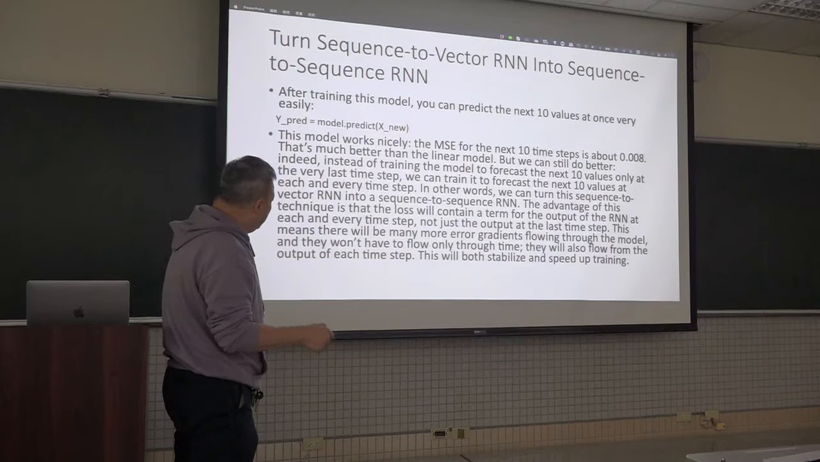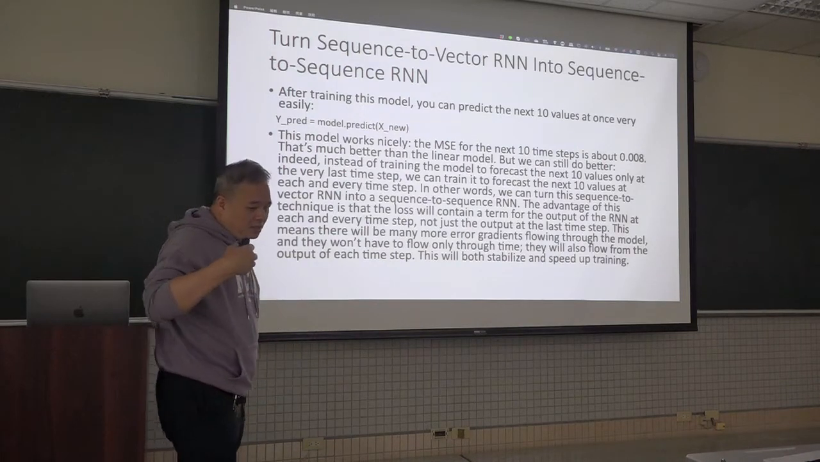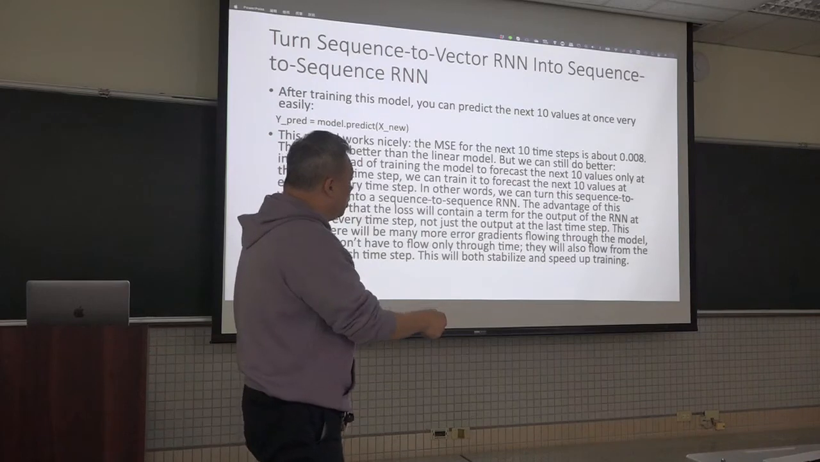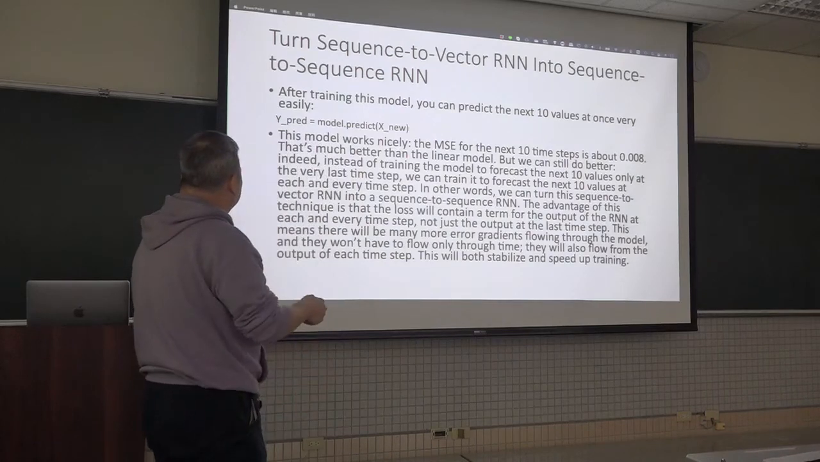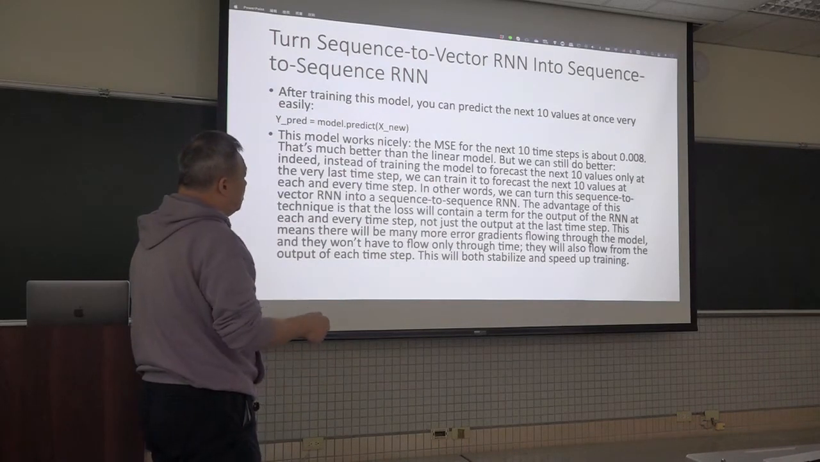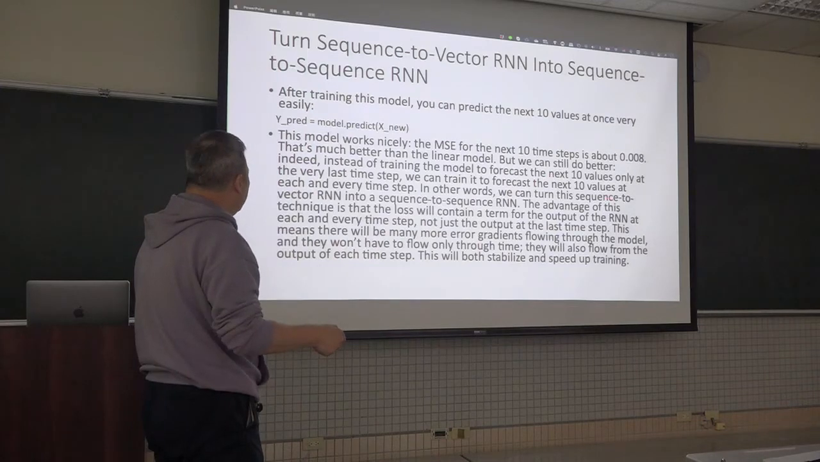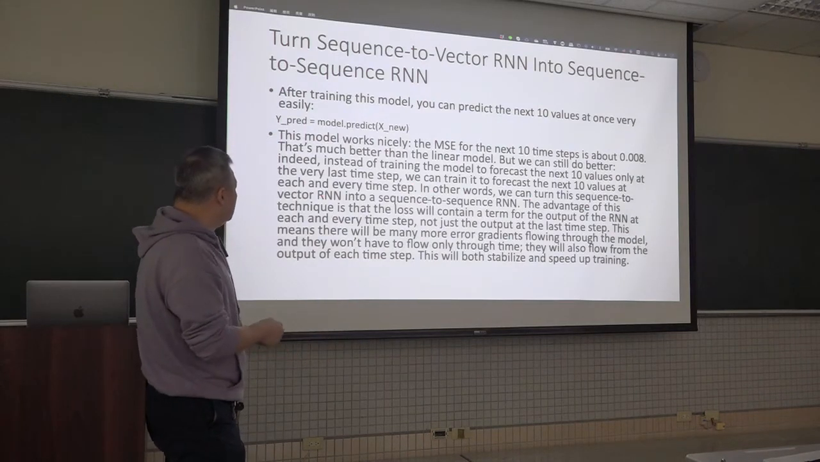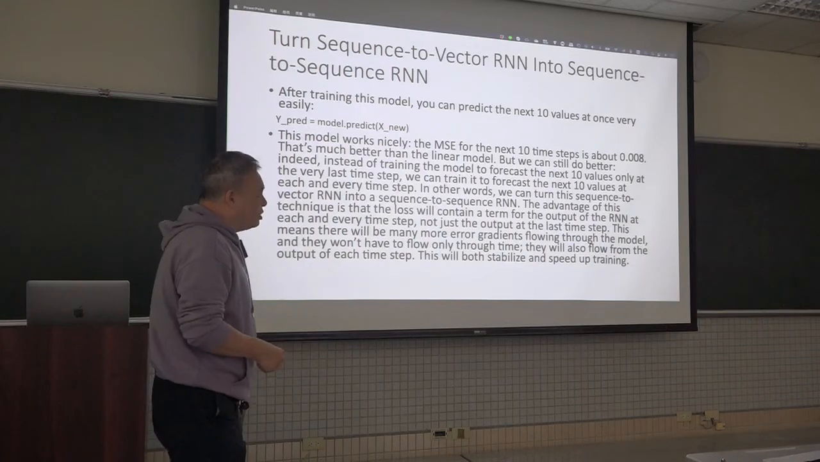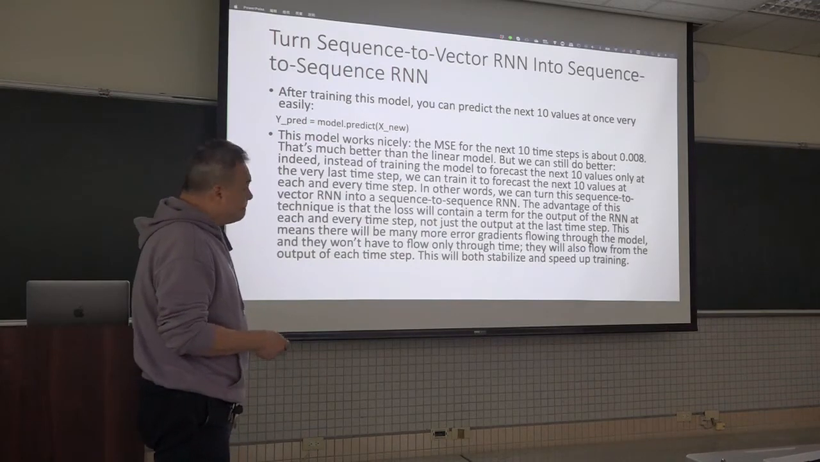But we can still do it better. So how do we improve over this one? This one is already better than the baseline model. But instead of training the model to forecast the next 10 values only at the very last time step, we can train it to forecast the next 10 values at each and every time step. So we can turn this sequence to vector RNN into a sequence to sequence RNN. So what exactly are we talking about? It's like this.